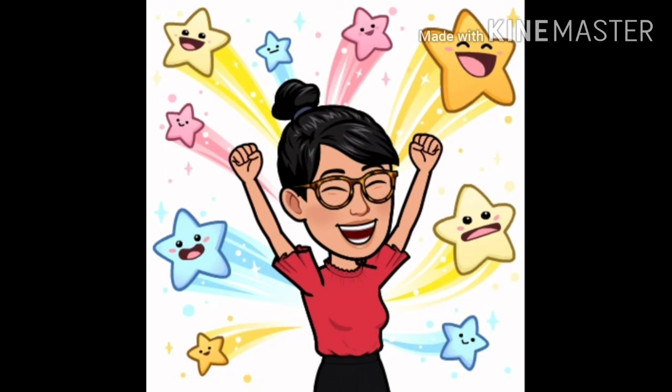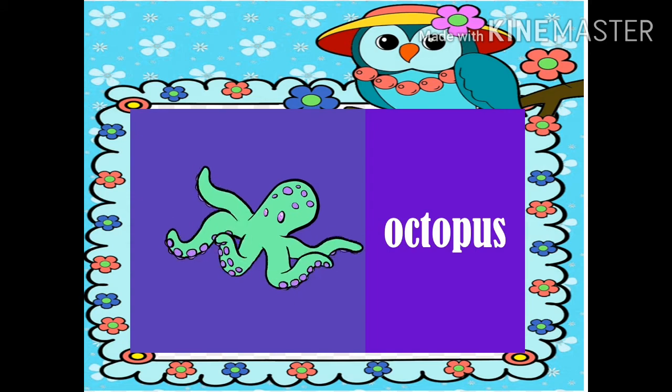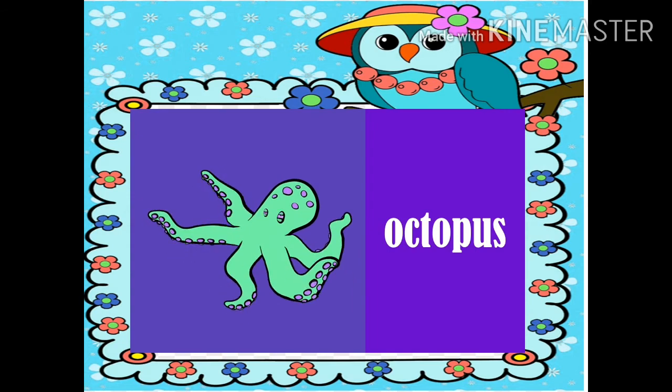Now, for the third letter is the letter O. O sounds like ah. Things whose names begin with the letter O or ah are the following. Octopus. Octopus.